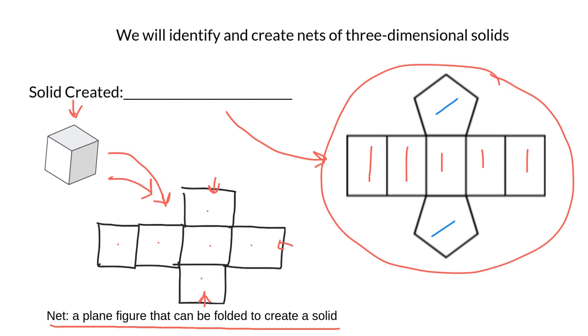So I see that this base has 1, 2, 3, 4, 5 sides. That tells me that that base, or this polygon, this flat shape, is a pentagon. And if I folded that up, I have rectangular faces other than my base and my top pentagon, meaning that this would create a pentagonal prism.